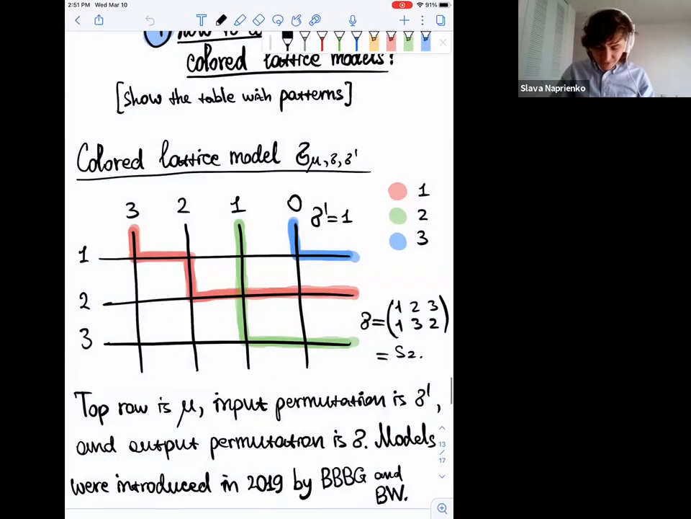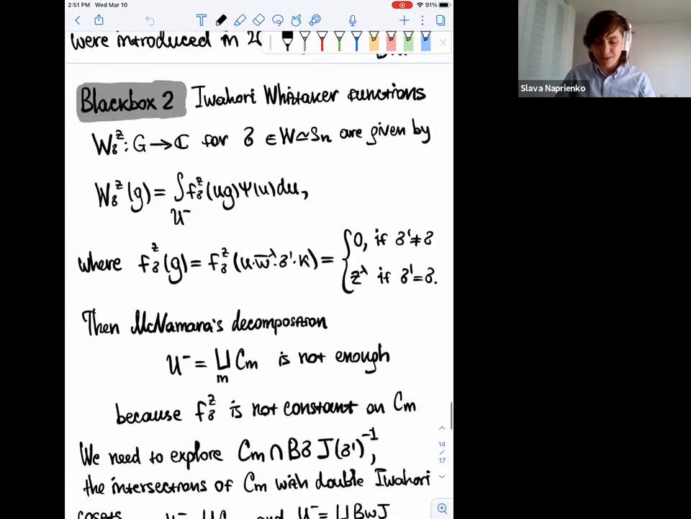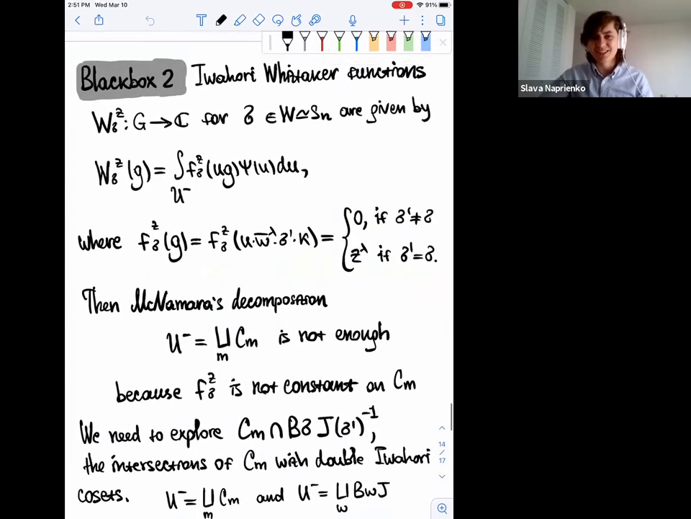So let me go back to the final part of my talk. This is the colored lattice model, way more subtle, and nevertheless, again, it is vulnerable to the attack of this method I'm talking about. Black box number 2. Again, I'm not going to explain what Iwahori-Whittaker functions are. I'm short on time. But let me spend at least some time here. Now I define new functions.